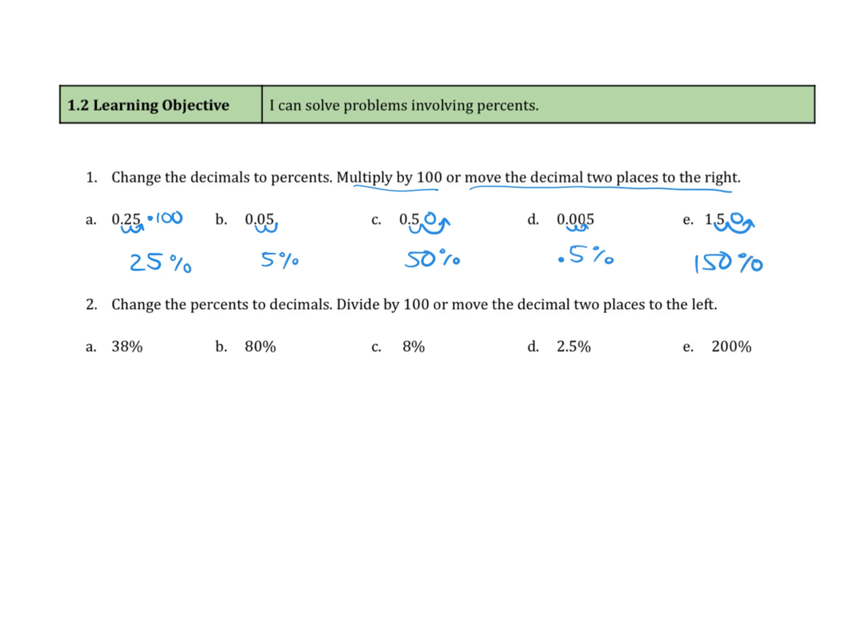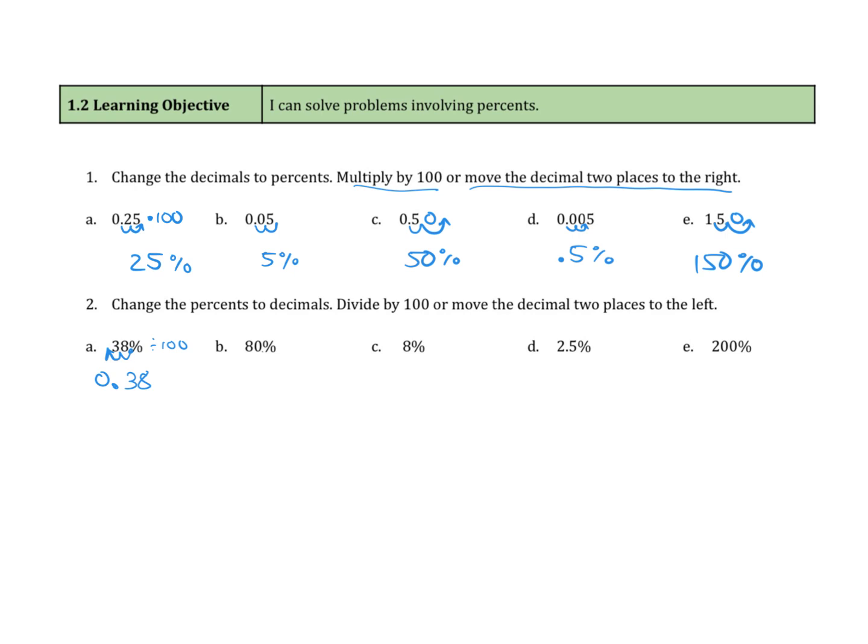When we change percents to decimals, we divide by 100 or move the decimal 2 places to the left. So in 38%, the decimal is currently right here. When we divide by 100, the decimal goes 2 places to the left and ends up in front of that 3. So we get 0.38, or we could say .38.